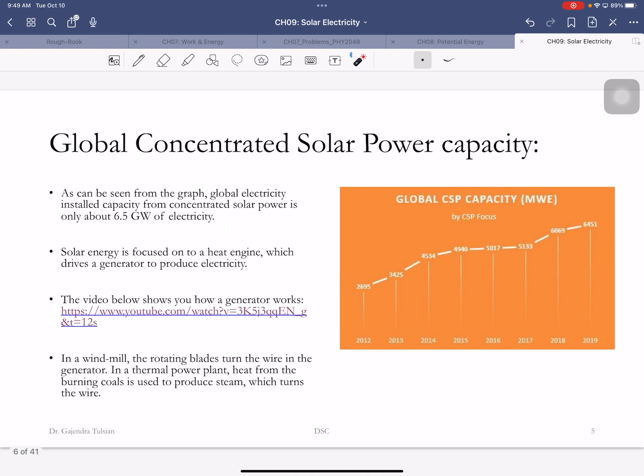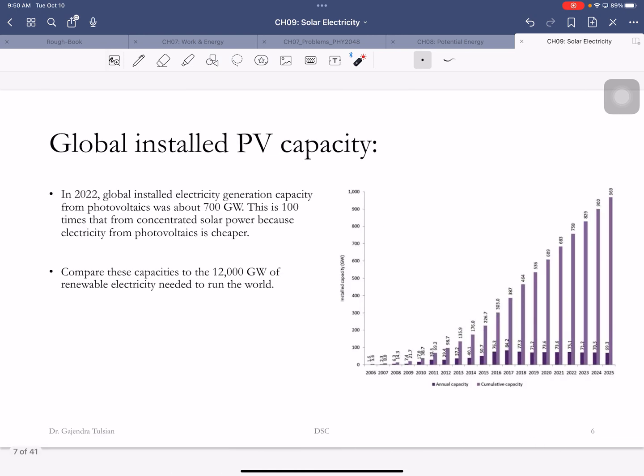Okay. So global concentrated solar power capacity. This is slightly old information, but it's about 6.5 gigawatts, but about 10 gigawatts. So solar energy is focused to a heat engine, which drives a generator to produce electricity. Okay. And the next chapter we'll talk about windmills and so on.